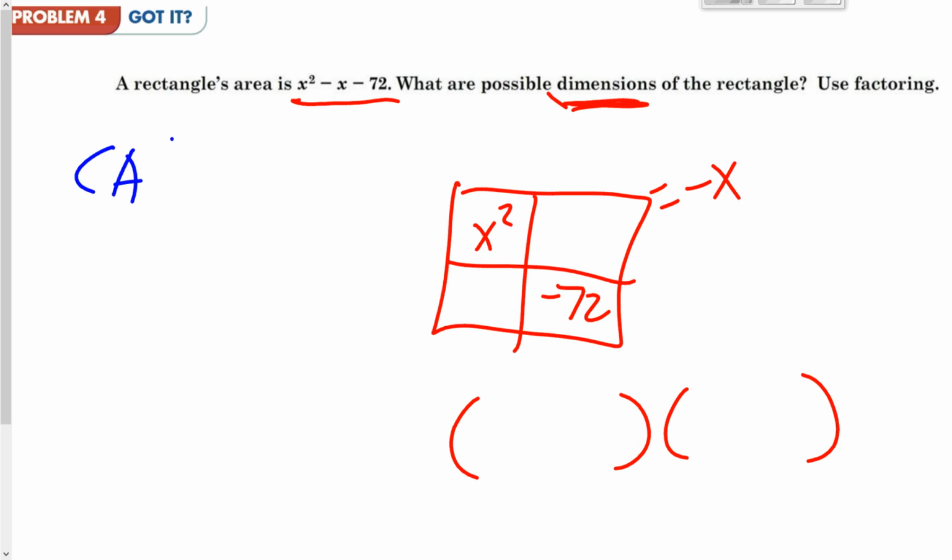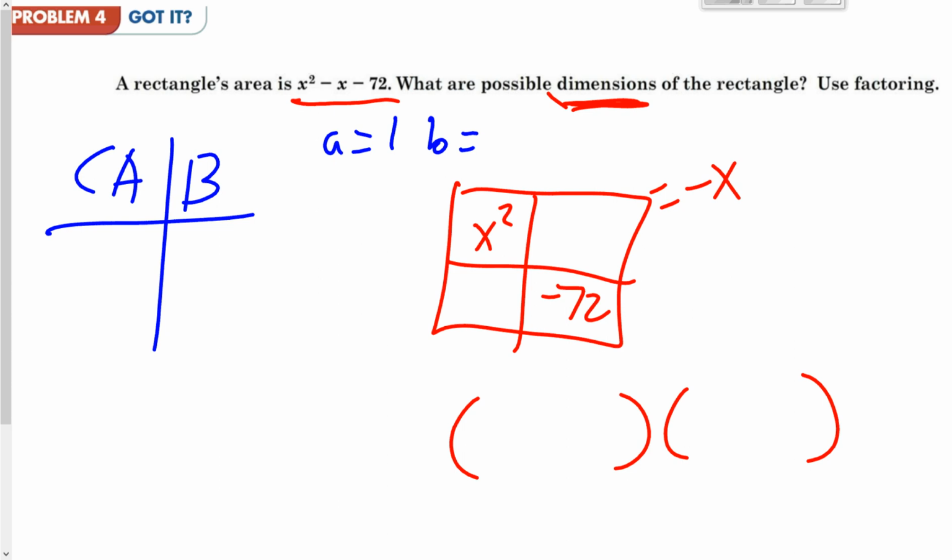So again, we can do CAB. You can label our A as 1, our B this time. This time it might be a little tricky thinking about your B, but it's a negative x, so that is a negative 1. Not a negative x as your B. Your B never contains an x, right? If there was no x's there, if it was just x squared minus 72, then your B would be 0, but it's a negative x, so your B is negative 1, and then C is negative 72.